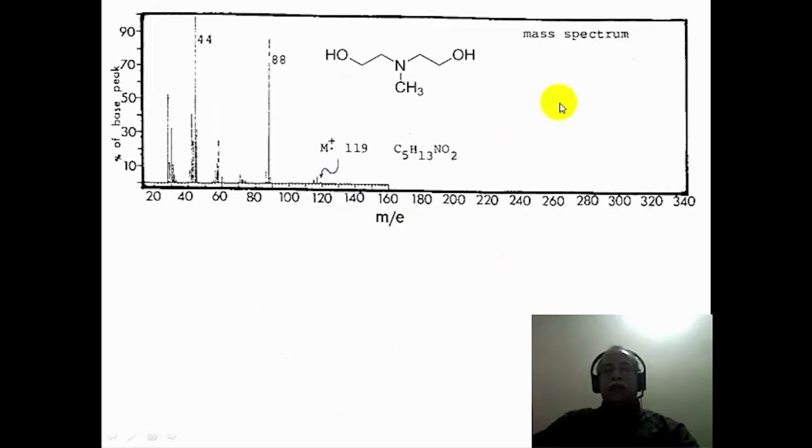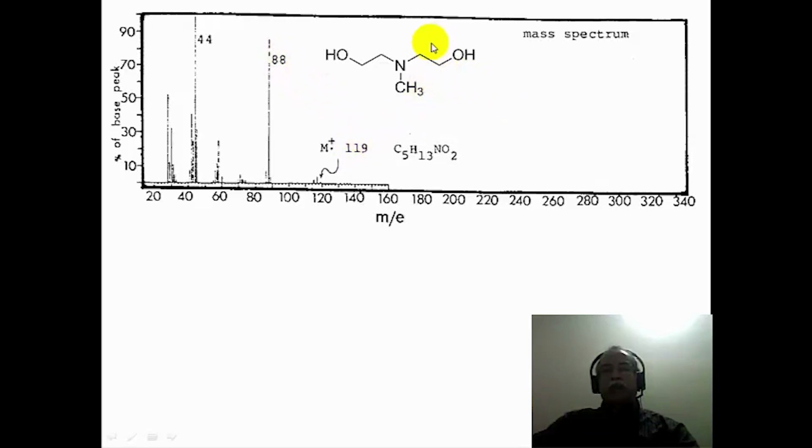Here is an interesting aliphatic compound. This aliphatic compound undergoes fragmentation quite extensively because the molecular ion peak is a very weak peak in this particular case. The molecular weight is 119. It is an odd molecular weight because it is a nitrogen containing molecule. The difference between 88 and 119 is 31 mass units. So one has to account for 31 mass units.